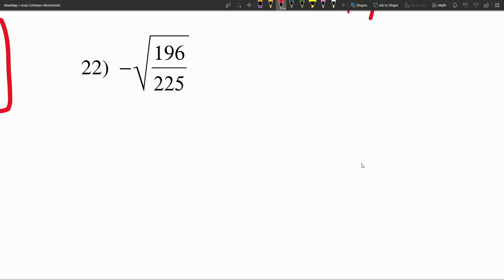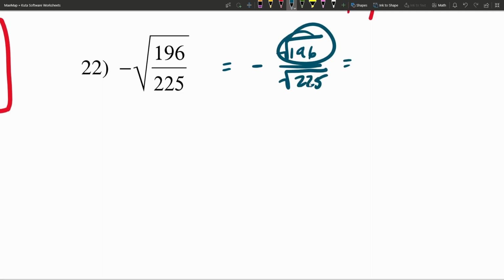Number 22, we have that negative out in front, so we know that ultimately our answer is going to be negative. We have the negative square root of the quantity 196 over 225. So we're going to write this as negative square root of 196 over the square root of 225. Now we know what the square root of 196 is. That's 14. So we're going to have negative 14 over, well, what's our denominator? What is the square root of 225?